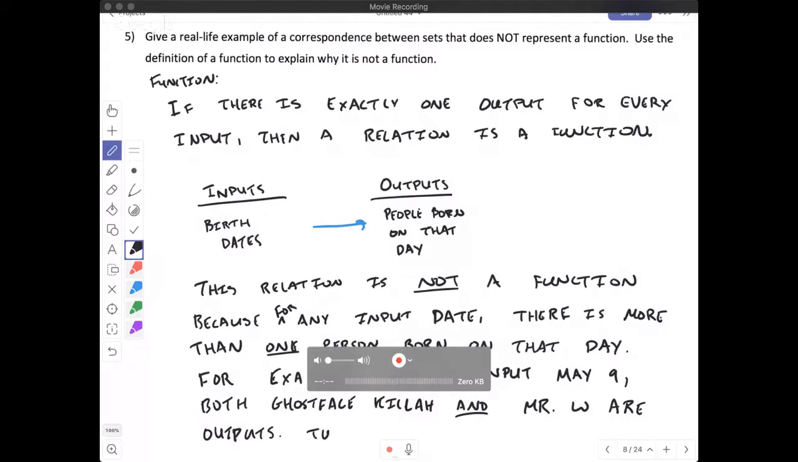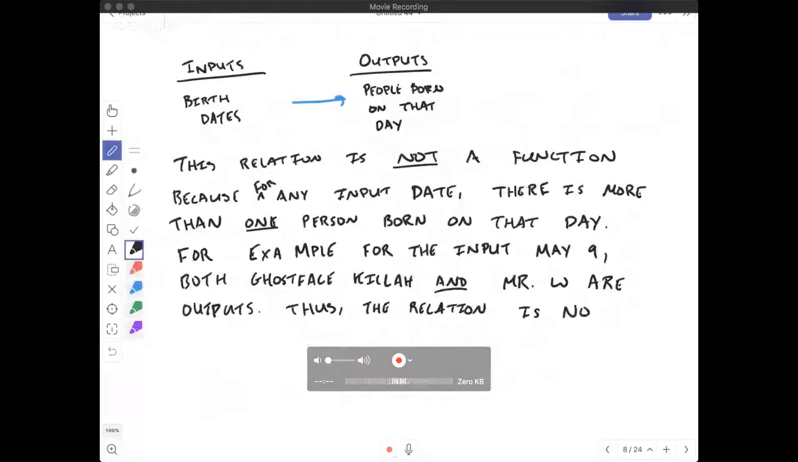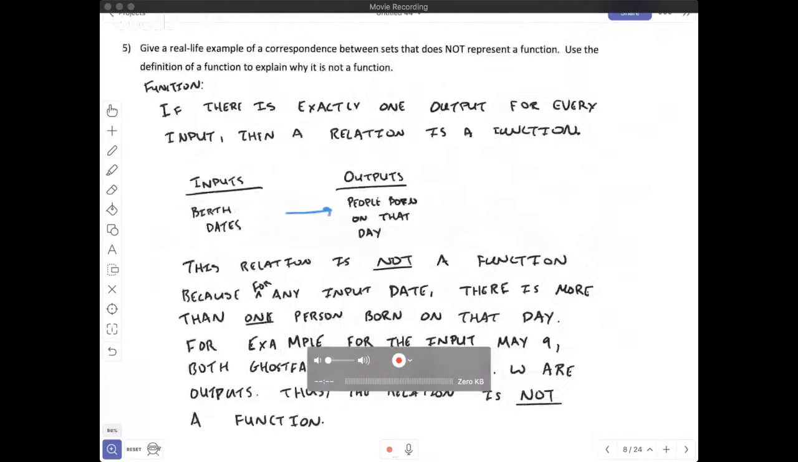Thus, the relation is not a function. Thank you, Katie. Agreed.